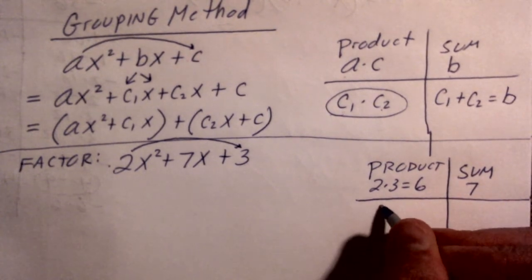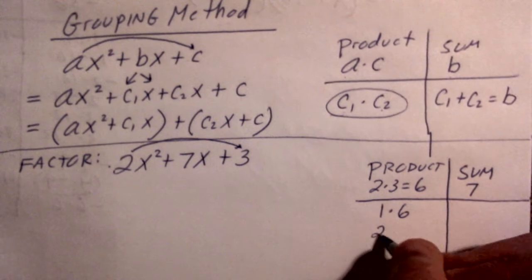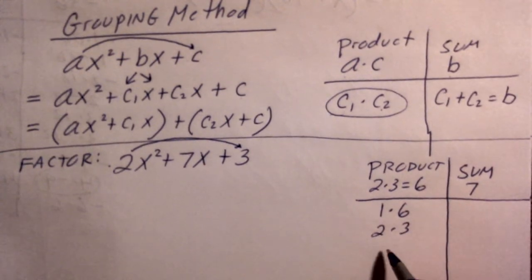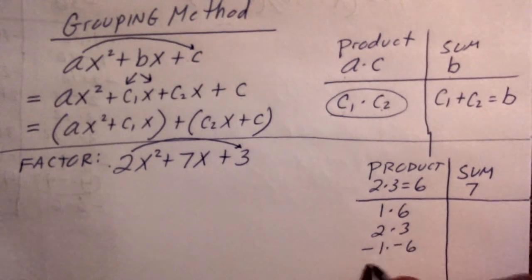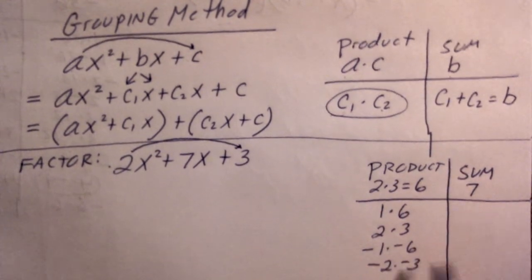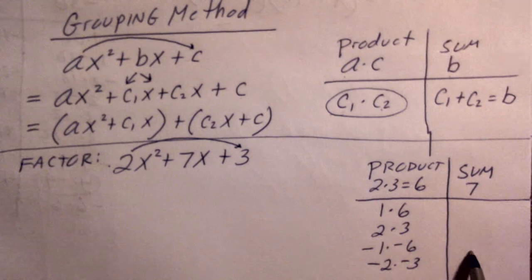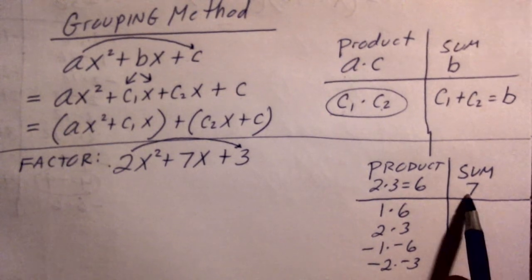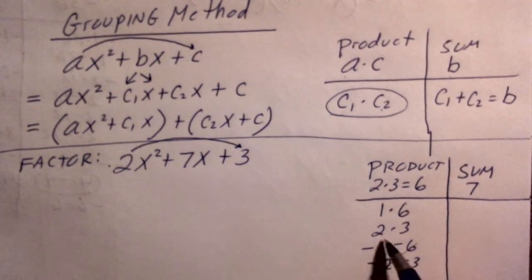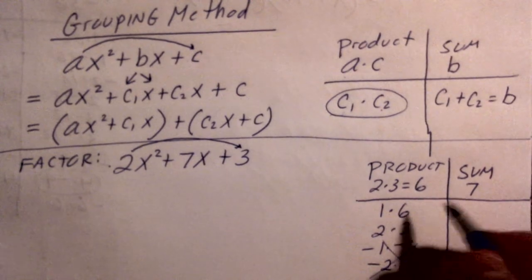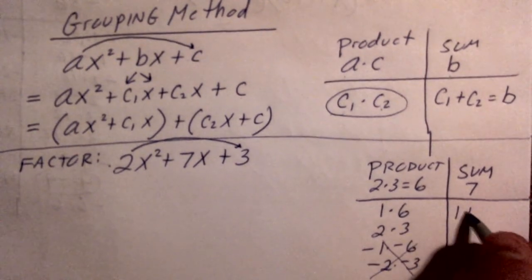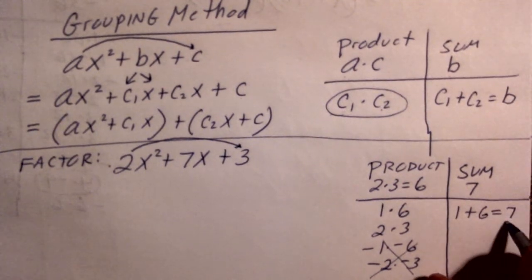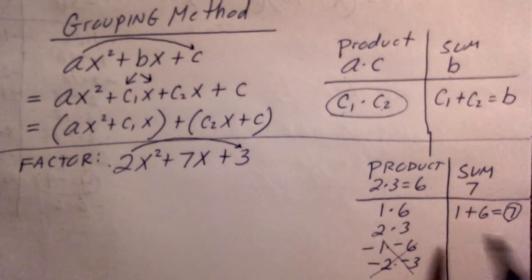So listing factors of 6: 1 and 6, 2 and 3. Notice, don't waste your time listing the negative factors like negative 1 and negative 6 or negative 2 and negative 3, because two negatives add up to a negative. Our middle coefficient is positive. So these are a waste of time in this situation here. So which of these two factors add up to 7? Well, 1 plus 6 are the ones that work. Those are the factors that sum up to 7.